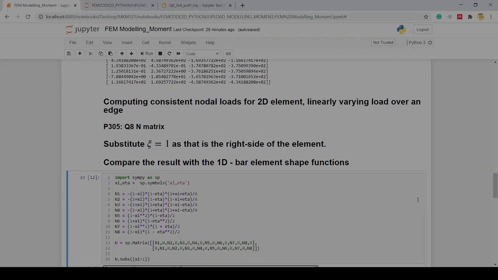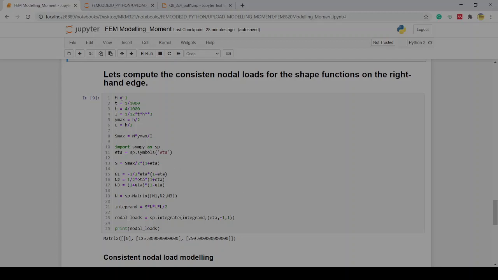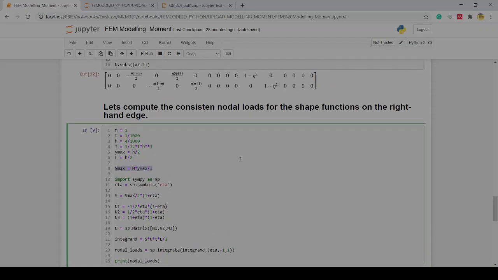And so beautifully we can now say, okay, let's go and compute the consistent nodal loads, and by doing that we can really just say, let's first compute what this maximum stress is. We know what the answer is already. That's 375 MPa. We've already calculated that at the top, but let's calculate it here again.